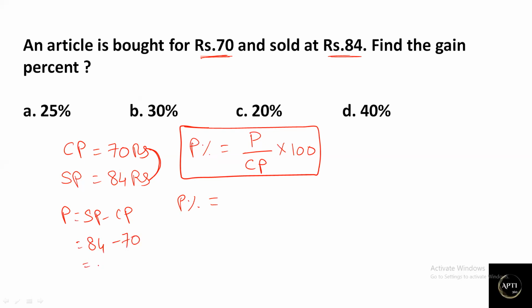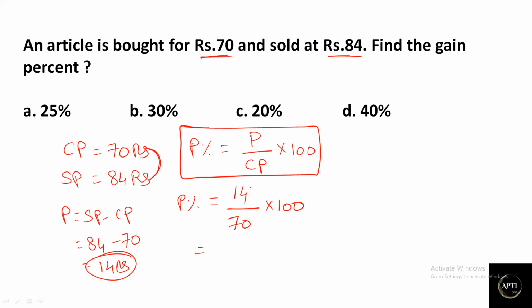What is 84 minus 70 rupees? Can I say that it is 14 rupees profit I got? Now the profit I got is 14 rupees. On what cost price did I get 14 rupees profit? Cost price is nothing but the fixed value or base value. That's the reason we take it in the denominator. So 14 divided by 70 into 100.